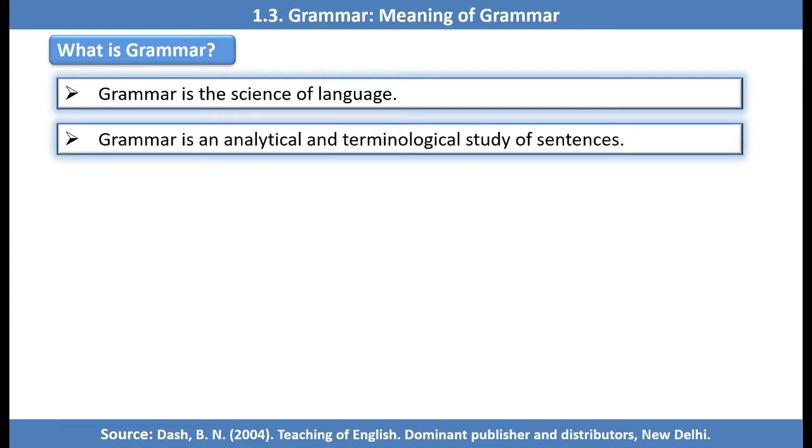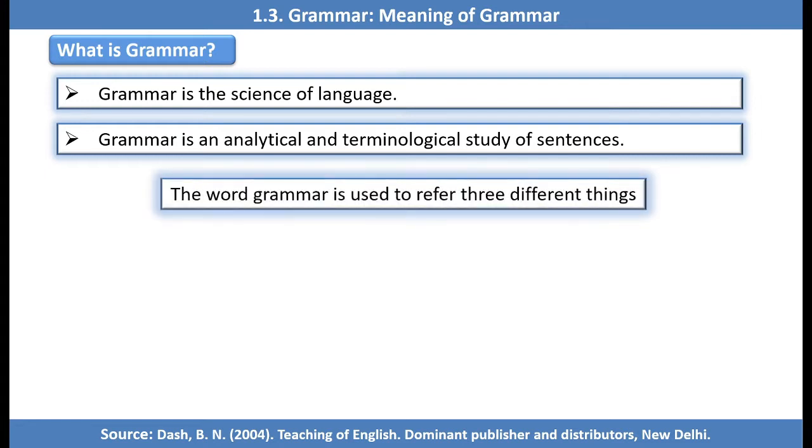In grammar we study the analytical and terminological aspects of a sentence. It means that whatever we study about the sentence, we analyze it, we study the terminology. Each word stands for something, and each terminology is different. For example, in a sentence we have noun, pronoun, verb, adjective, etc. All these things we analyze and we study. It is called grammar.